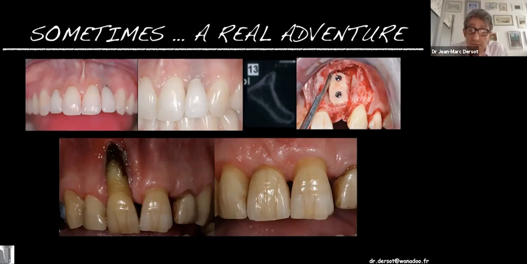So when you propose an implant solution to your patient, don't forget to explain to the patient that maybe you will have to do several surgeries. That means several hours on your chair. And of course, the fee associated with the time you spend on the chair to achieve this wonderful result.